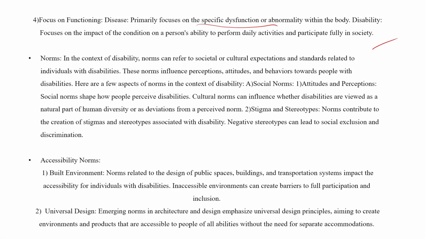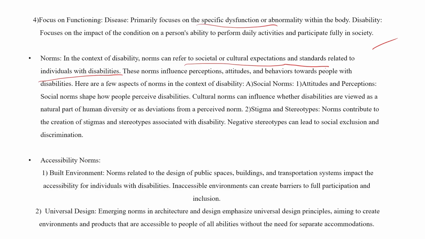In the context of disability, norms can refer to societal or cultural expectations and standards. Remember this term, societal and cultural expectations and standards related to individuals with disabilities. These norms influence perceptions, attitudes and behavior towards people with disabilities. Here are a few aspects of a norm in the context of disability.